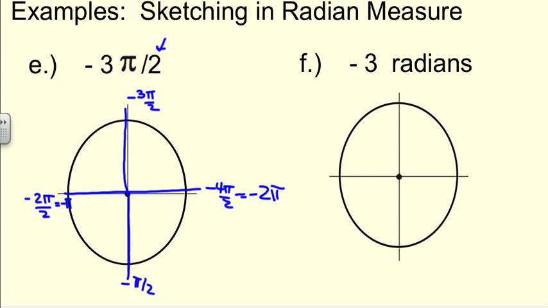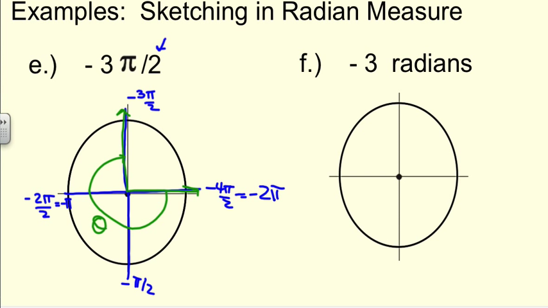So the angle we're looking for is negative 3 pi over 2. So we start with our initial side. We're going in a negative direction. So this would be negative pi over 2, negative 2 pi over 2, to negative 3 pi over 2. So there's our terminal side. So there's what our angle would look like.